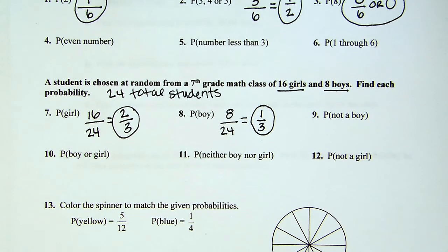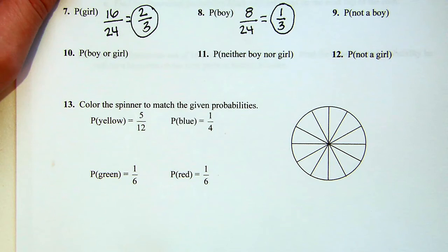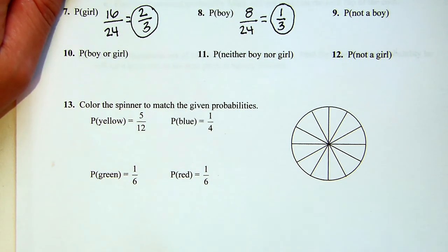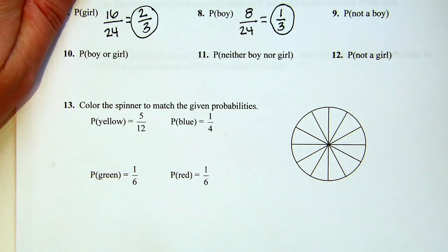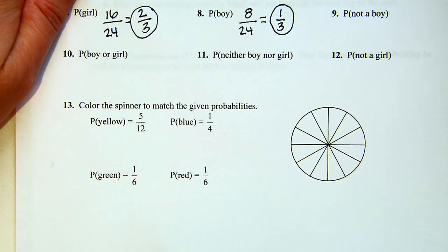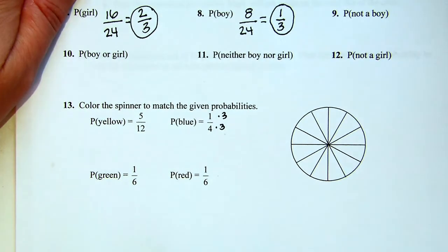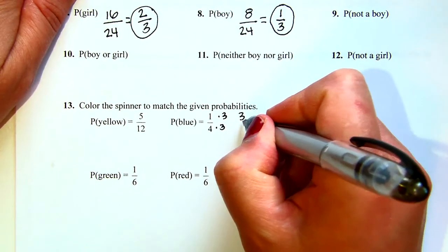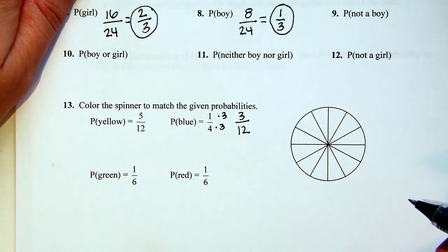Number 13 says, color the spinner to match the given probabilities. One thing that we always need to have is a common denominator. So I would suggest for blue, green, and red that you find a common denominator with yellow. And I'm going to give you a hint. That common denominator is 12. So we would need to multiply this by 3 and this by 3. So that means that we actually have 3 out of 12 blues. 3 out of 12 slices on our color wheel are blues. And just do the best that you can with the colors. If you don't have all 4 colors at home, make up your own. Just make sure that the proportions of them are correct.